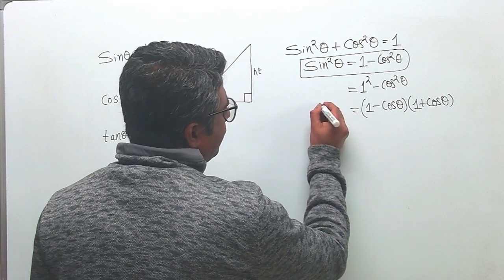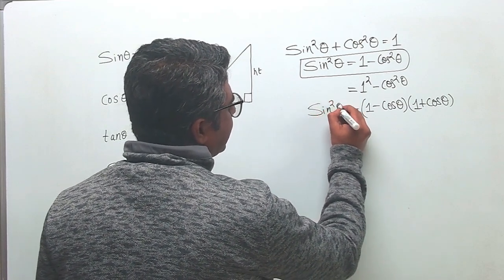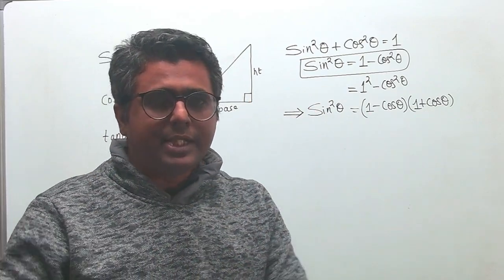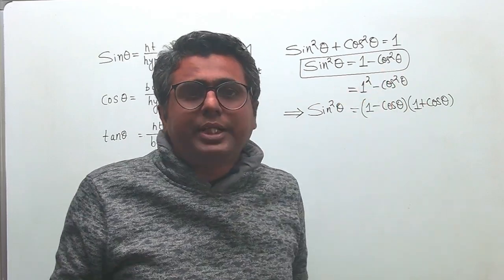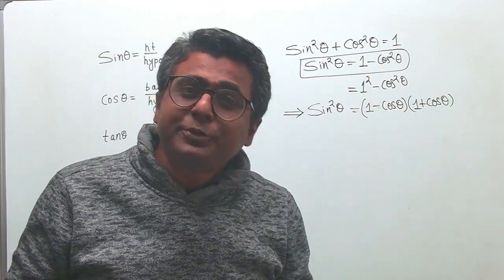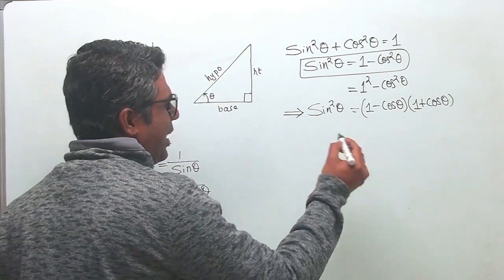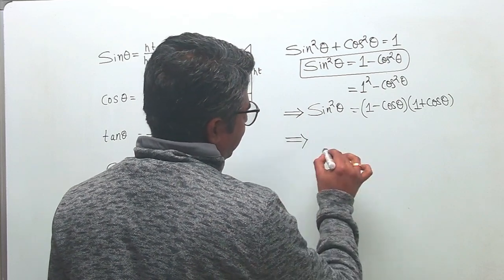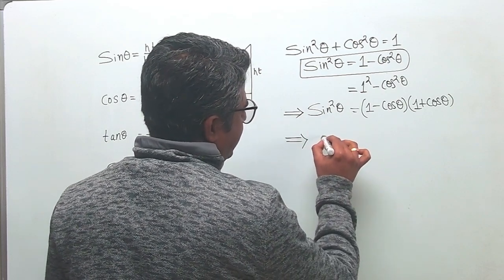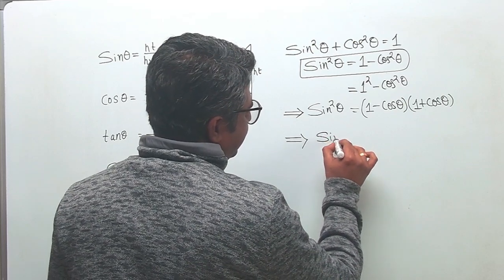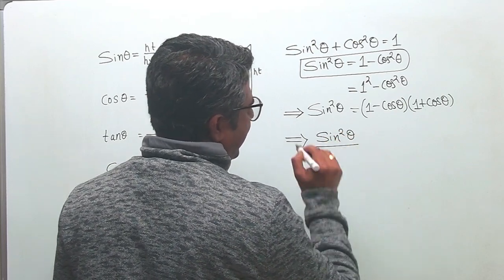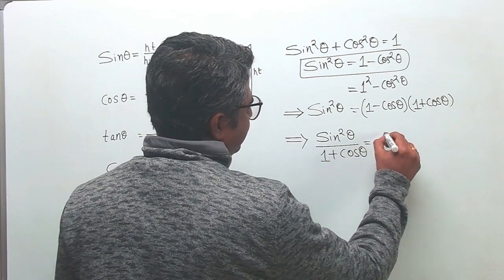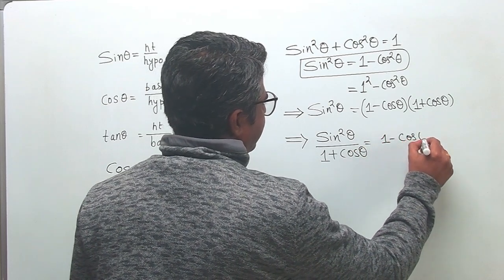Okay. And here what was it? Sin square theta. Right. So do you need to remember this? No, don't remember this. Just get into your head that these things can also be done. In some problems this can be used. How is it so? Let's see. See, this is sin square theta. So here I can write sin square theta by 1 plus cos theta is equal to 1 minus cos theta.